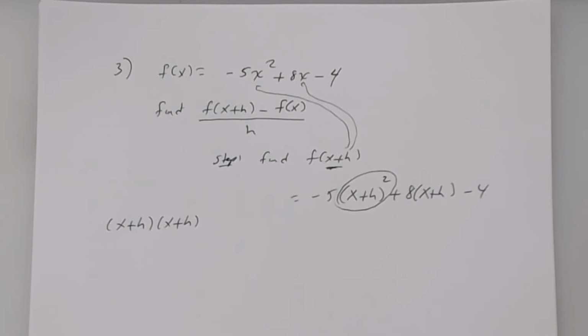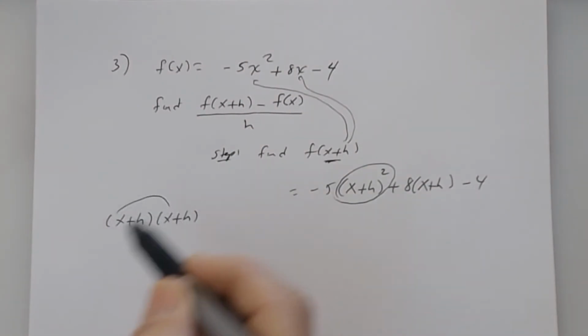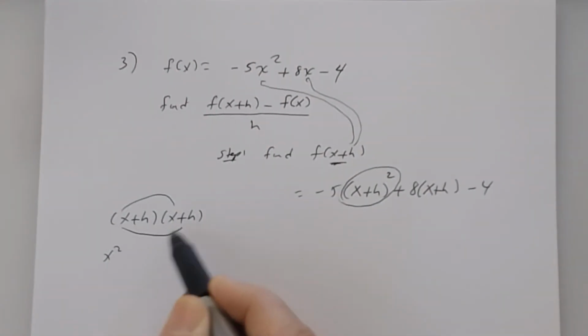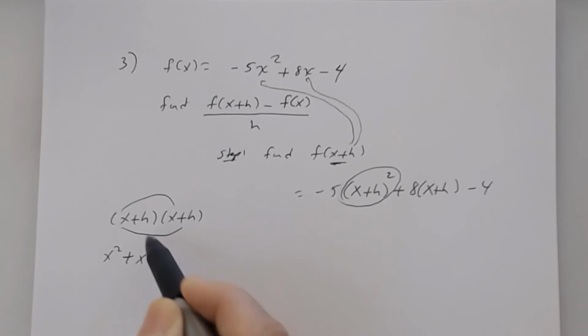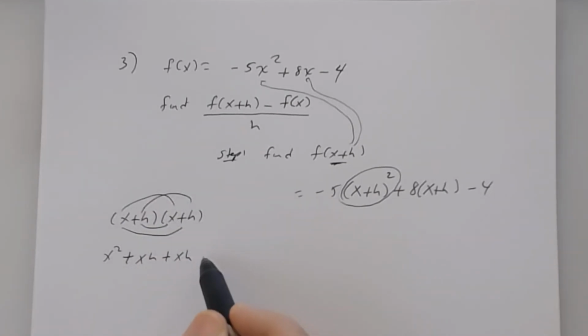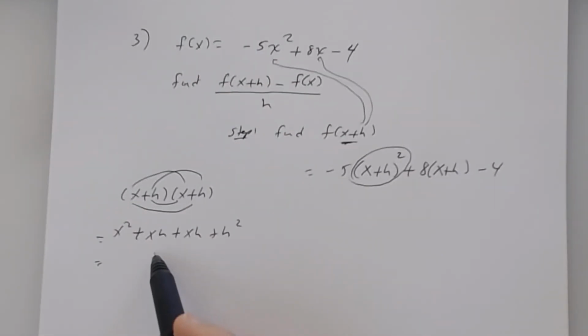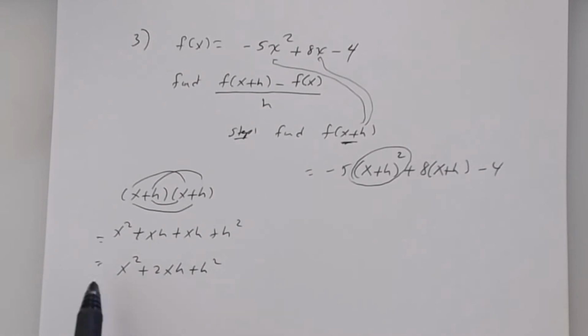But if you didn't know that, then FOIL it out. What's x times x? X squared. What's the outer? xh. What's the inner? xh. And then what's the last? h squared. When I combine like terms, 1xh plus 1xh is 2xh. All right, so whenever you square x plus h, and whenever you have a quadratic, you're going to have to do that part, it's always going to be this.